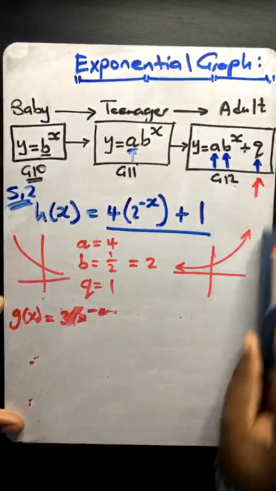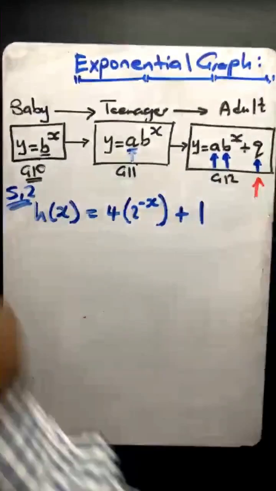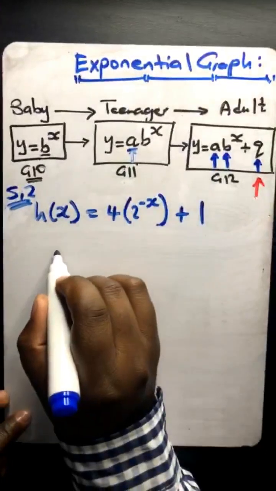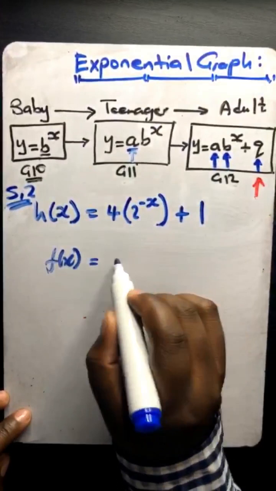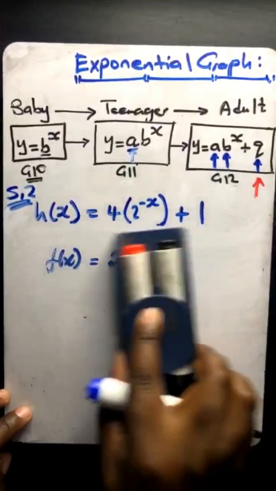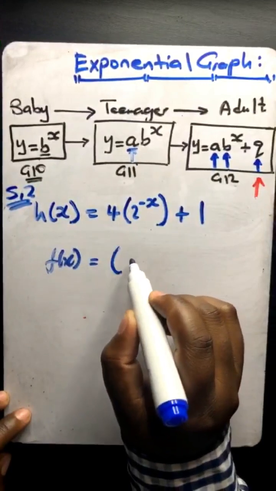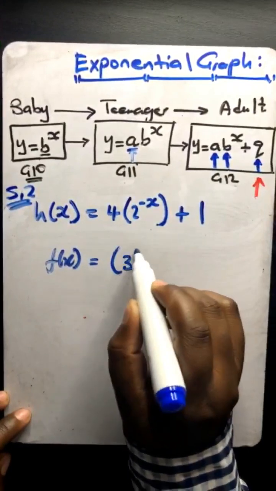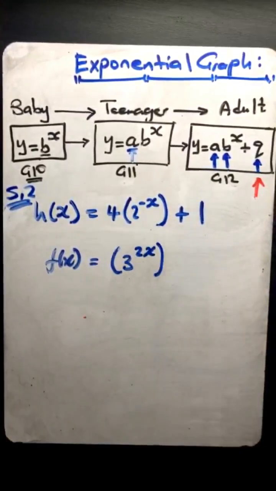Let me give a last example as a bonus, and you guys will tell me what is what. Maybe let's say f of x is equal to, let me do this. What is our A value? What is our B value? What is our C or Q?